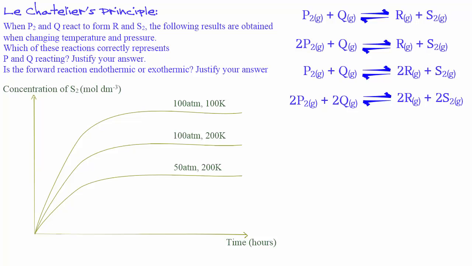To begin with, let's look at this question. When P2 and Q react to form R and S2, the following results are obtained when changing temperature and pressure. So this graph represents a change in concentration with time. Which of these reactions correctly represents P and Q reacting? Justify your answer. So you've got the options here. Which of these is going to be correct? Justify your answer. After which, is the forward reaction endo or exothermic? Justify your answer. So here's the information you need. I'll give you a few seconds, pause the video here before I reveal my answer, and then go through the learning points.